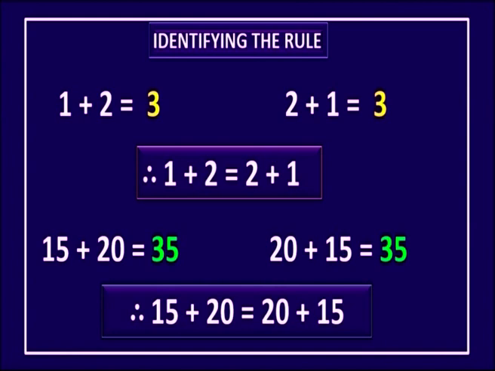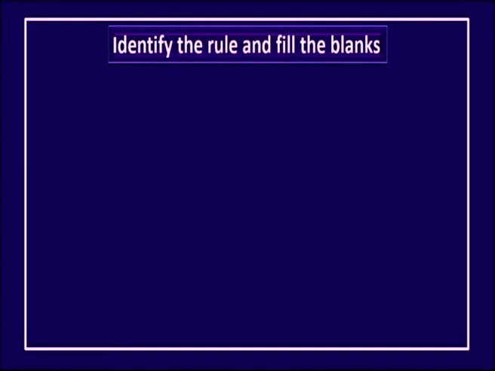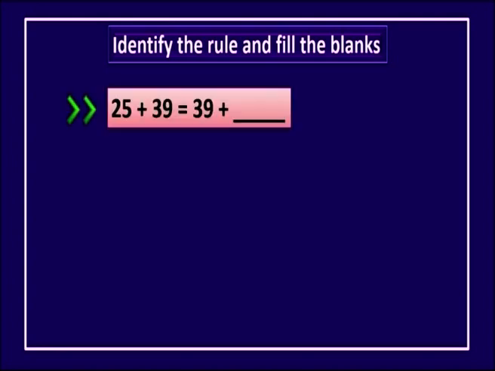Okay, children? Let us see the first question. Now, you need to identify the rule and fill in the blanks. So, the first question is 25 plus 39 equal to 39 plus this blank. Now, children, tell me what number should be written in this blank.